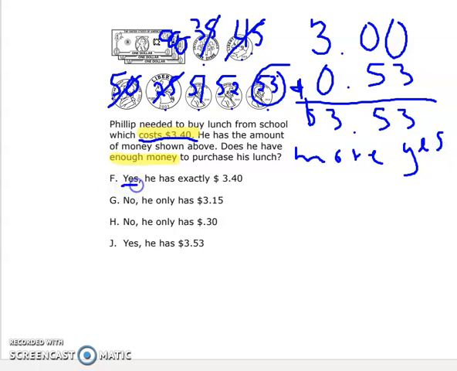So yes, that's correct. It says he has exactly $3.40. Did he have $3.40? No, he did not. He had $3.53. And then let's look at answer choice G. It says no, he only has $3.15. Well, we know that no is not correct because we know he does have enough money because he has more than what he needs. So that's not our answer choice. And even H, we know that's not our answer. And the amounts aren't correct either, are they? So let's look at J. Yes, he has $3.53. So our answer to this question would be J.